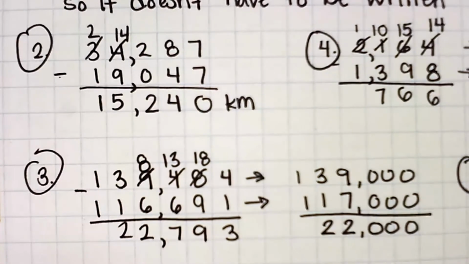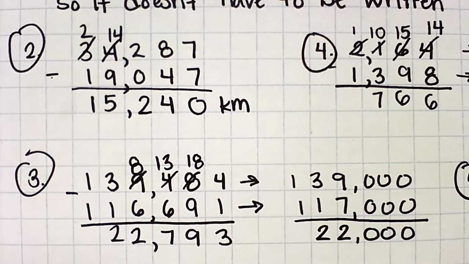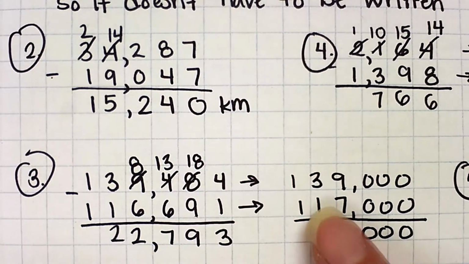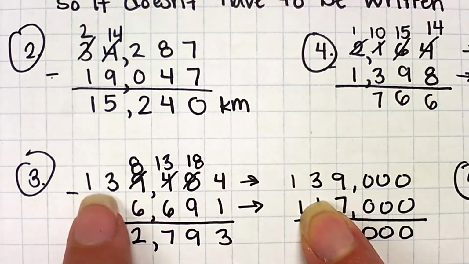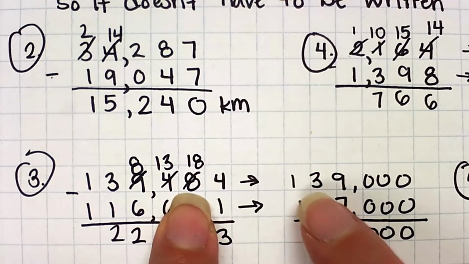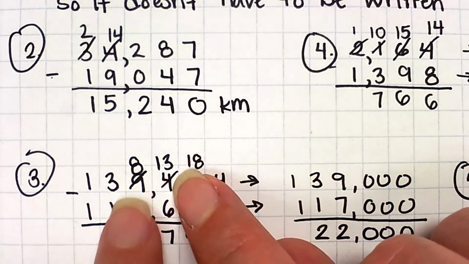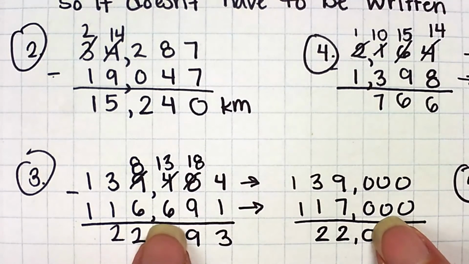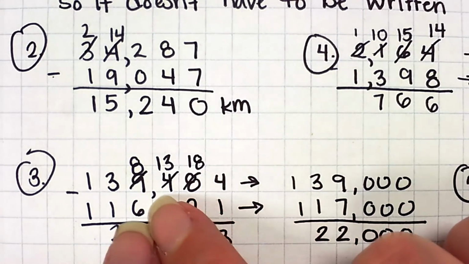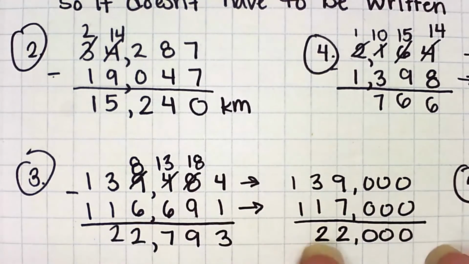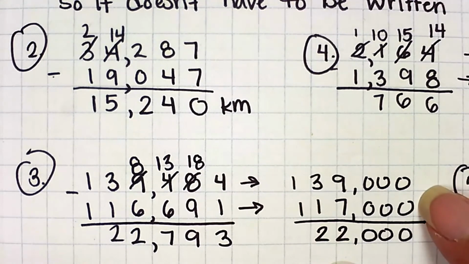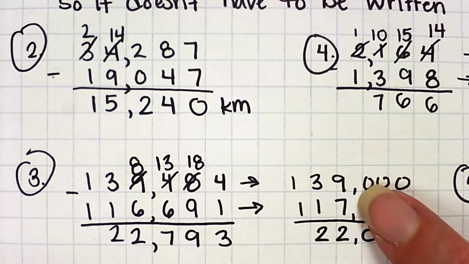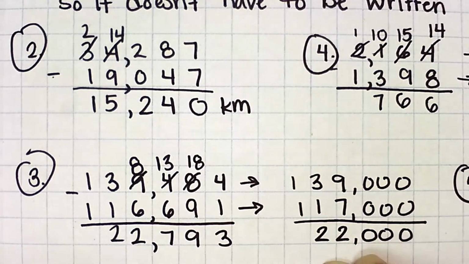Now it told me to estimate to check my work. So I rounded to the nearest thousands place. So 139,484 became 139,000 because that 4 told me that that 9 is not going to go up. For the next one, 116,691, that second 6 told me that the first 6 is going to move up to 7. So it became 117,000. So 139,000 minus 117,000 gave me 22,000. So 22,000 is close to 22,793. So my answer here is reasonable.